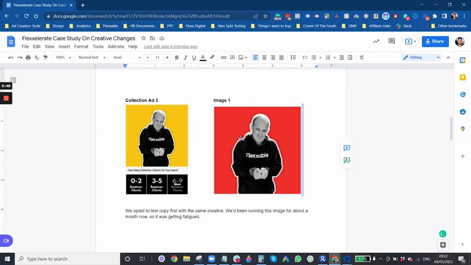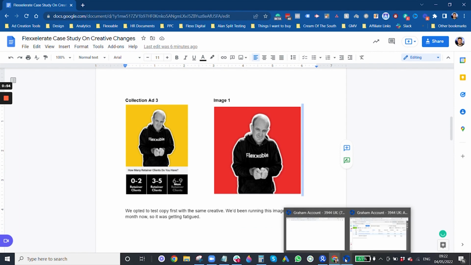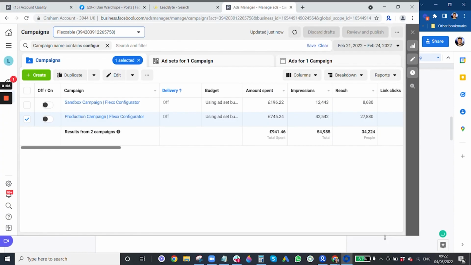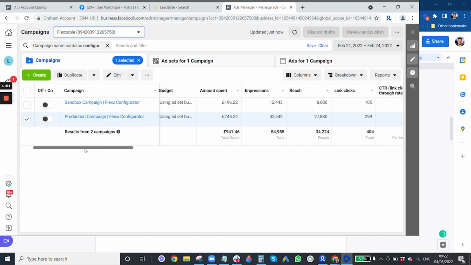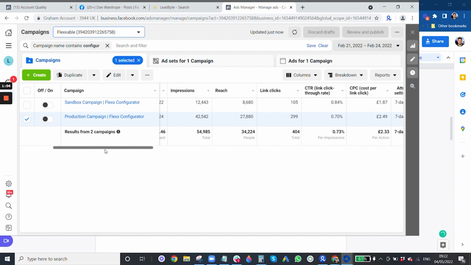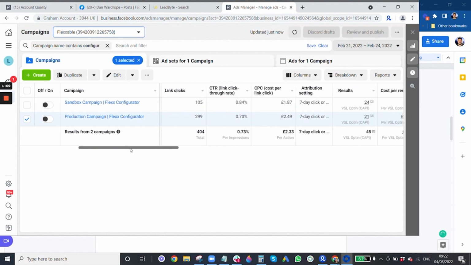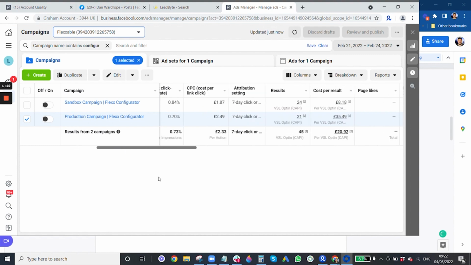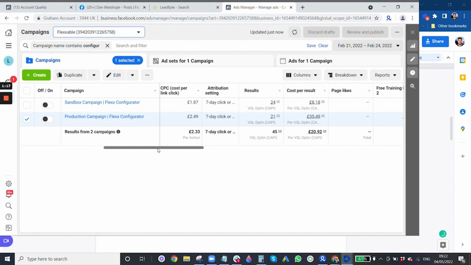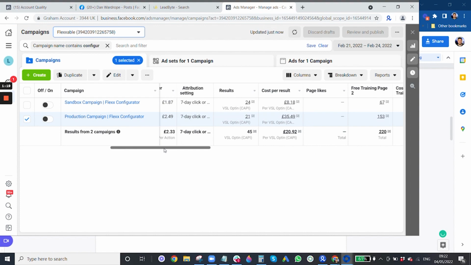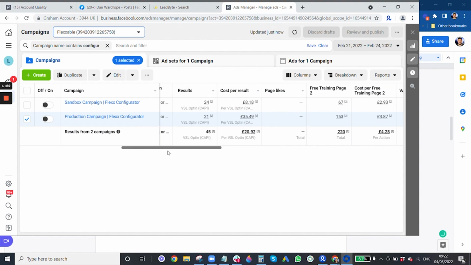So we had a collection ad and image one, similar, different colours, and they started to work well over the first day, but they quickly fatigued over the next couple of days to the 24th. So if you go through the metrics, the click-through rate was about 0.73%. Cost per click was £2.33, which isn't terrible for this offer. The cost per click had spiked up to £20.92. So the creatives were starting to fatigue for sure. Image one we ran from the start as well, so that was definitely fatiguing.